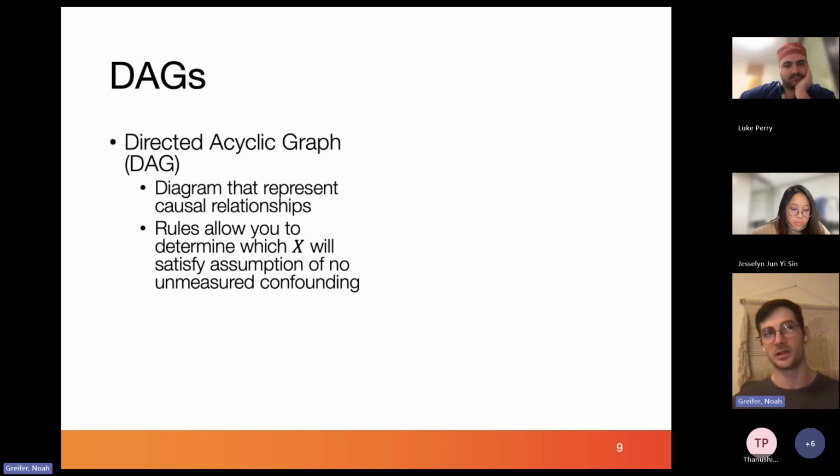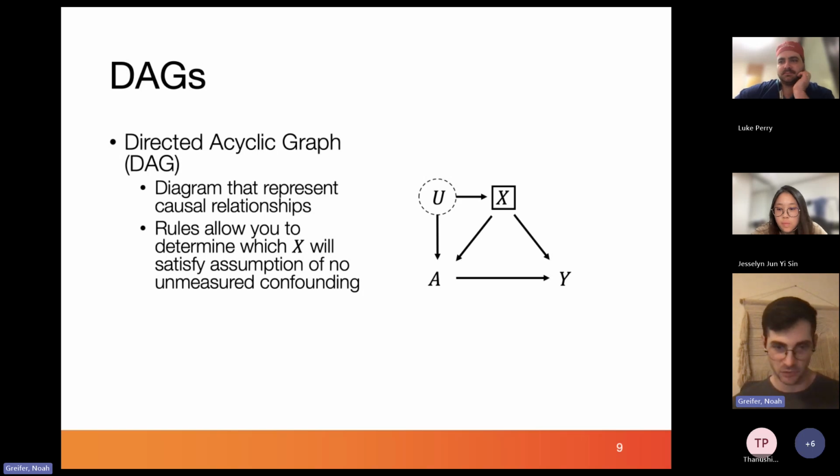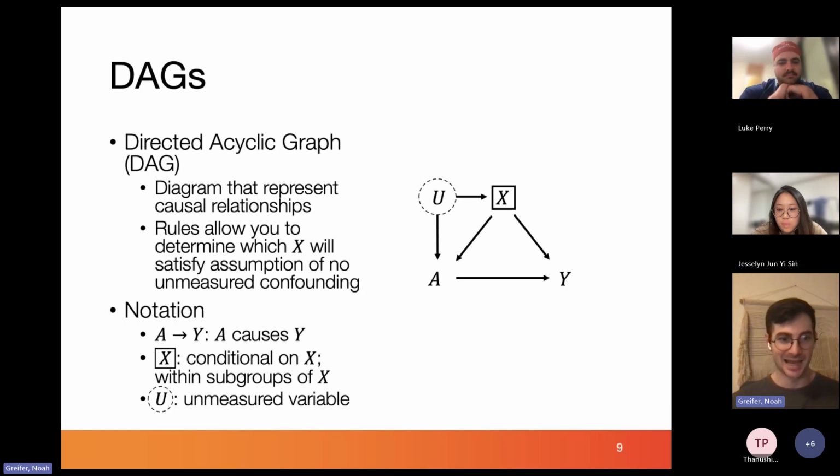And this mathematical formalism has graph theoretical rules associated with it that allow you to determine which variables you need to adjust for to satisfy the assumption of no unmeasured confounding. So on the right is an example of a pretty simple DAG.